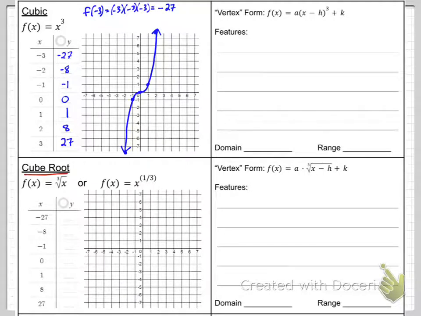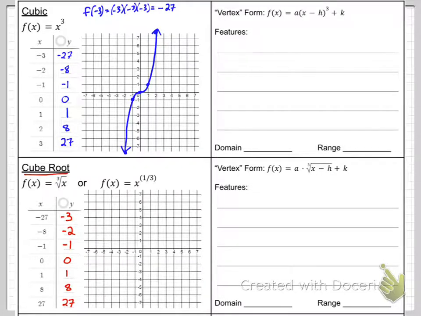Cube root function. This is what multiplied by itself 3 times gives you that number. So this is the opposite of the cubic function in many ways. The inputs and outputs are actually just switched. The cube root of negative 27 is negative 3 because negative 3 times negative 3 times negative 3 is negative 27. And when we work backwards, we get these numbers.